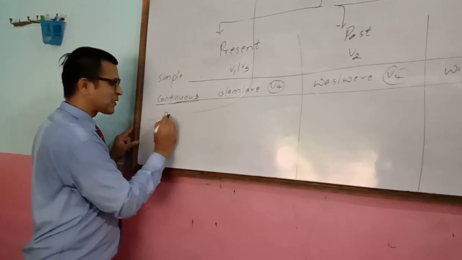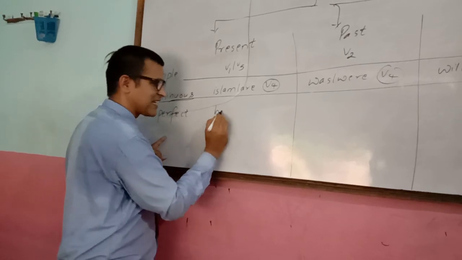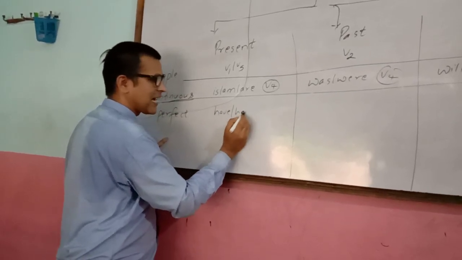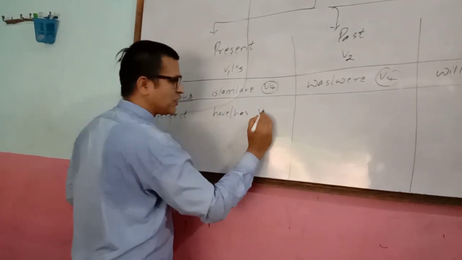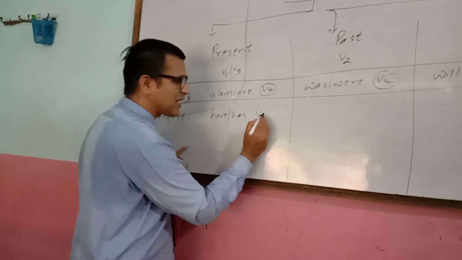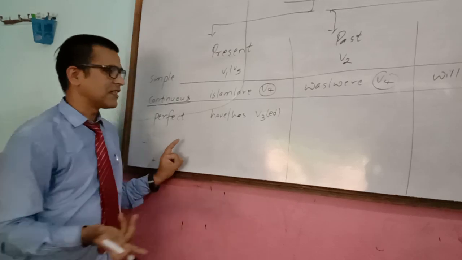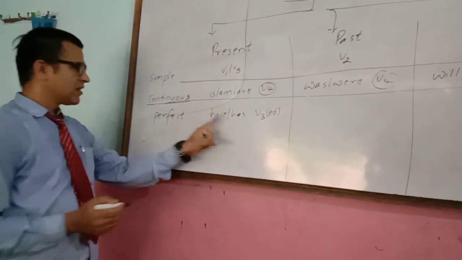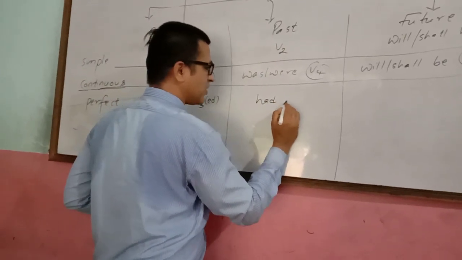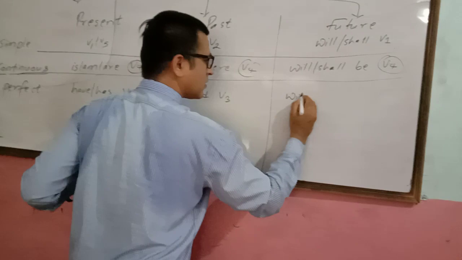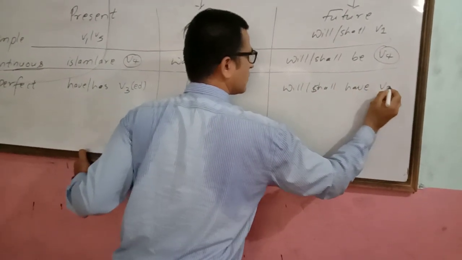Now time for perfect. Very simple to understand. For perfect, there must be the have form, have verb, right? Have, has for present tense, so present perfect: have, has V3. V3 means past participle form, that is also, there is ed as a suffix in regular form. Sometimes in irregular verbs, there may not be. Have, has and past perfect: had V3, right? Future perfect: will, shall, have V3.